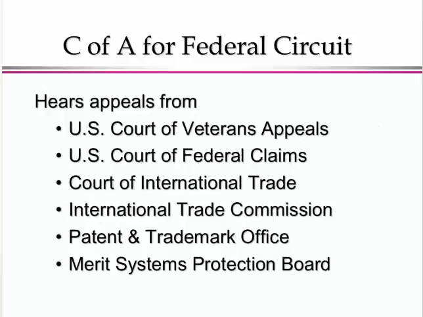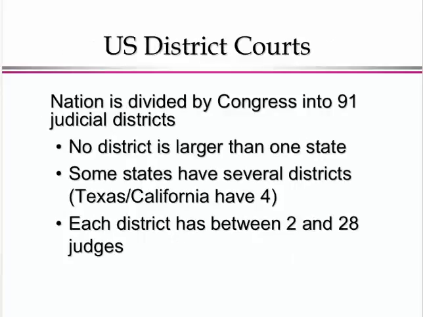There is a specialized court called the Court of Appeals for the Federal Circuit. It was created to hear appeals from things like the Court of Veterans' Appeals, the Court of Federal Claims, the Court of International Trade, the International Trade Commission, the Patent and Trademark Office, and the Merit Systems Protection Board. I don't expect you to remember that. It's just a highly specialized court which takes the burden off of the regular courts of appeals because they specialize in these very specific kinds of cases.